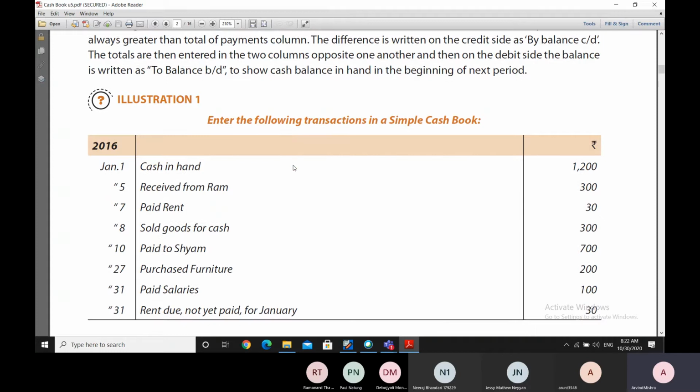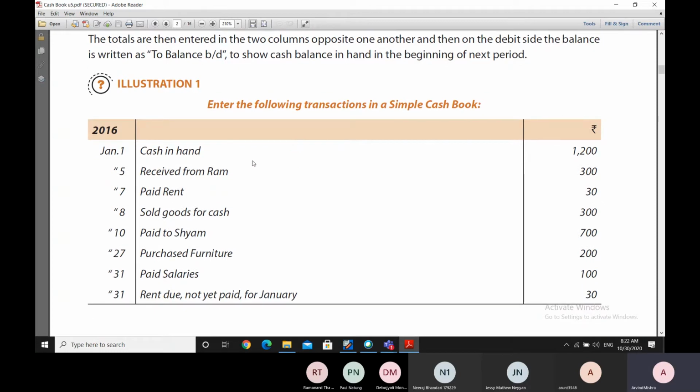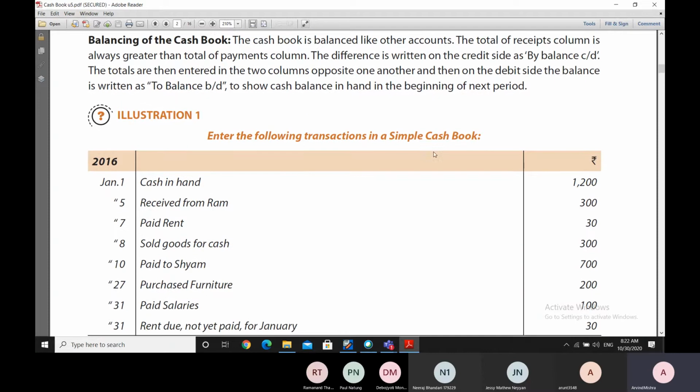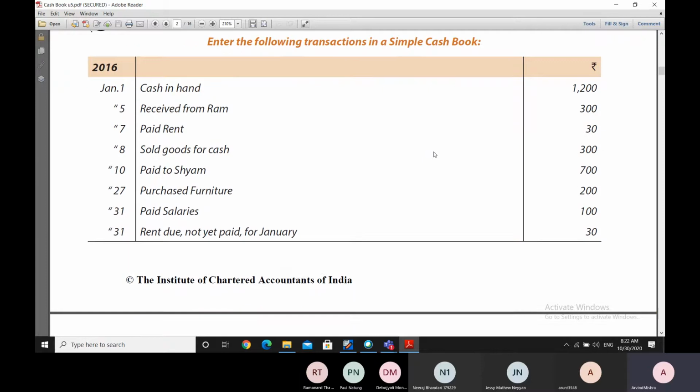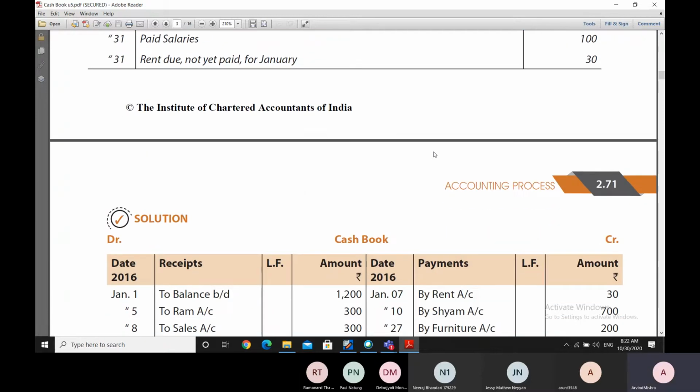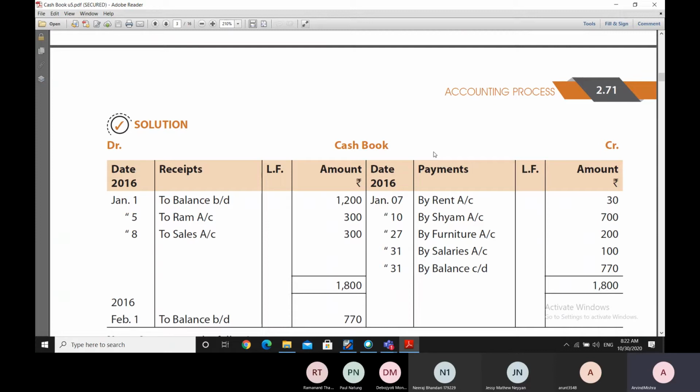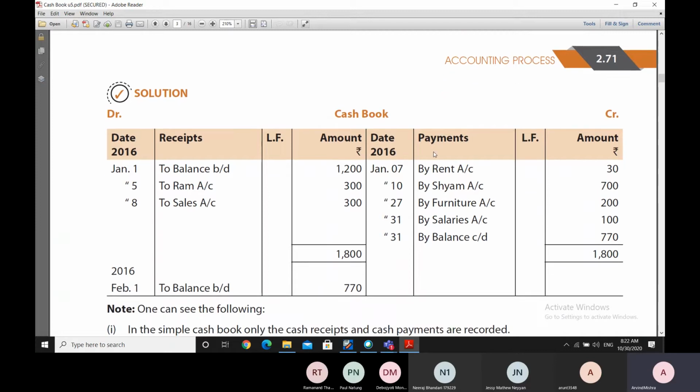Now let's see illustration 1. In a simple cash book, on January 1 we may have cash in hand of 1,200. When we say we have cash in hand, it is a balance brought down entry. Then we are receiving certain amounts and paying certain amounts in cash. In the cash book, we can see that all the receipts are entered after the balance brought down entry of 1,200.